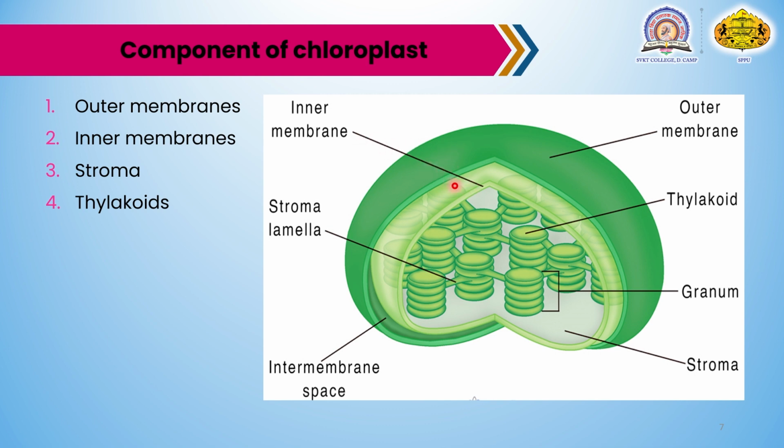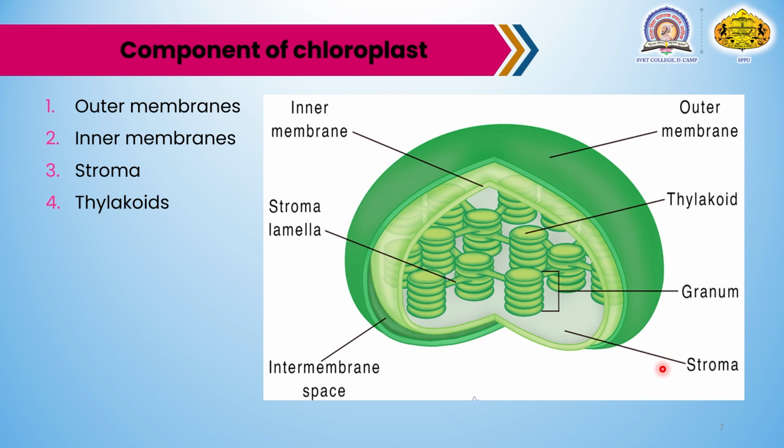Such types of material, like fatty acids, lipids and carotenoids, can be synthesized in this membrane. After the inner membrane, the next component of the chloroplast is the stroma. This is the portion of the stroma. The stroma is alkaline in nature, an aqueous fluid that is rich in protein.